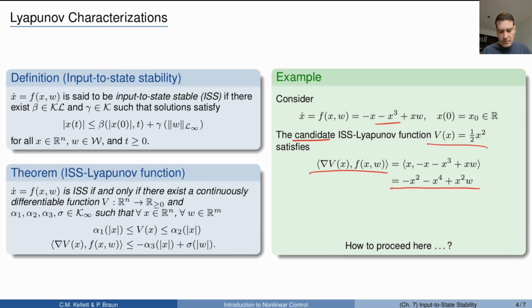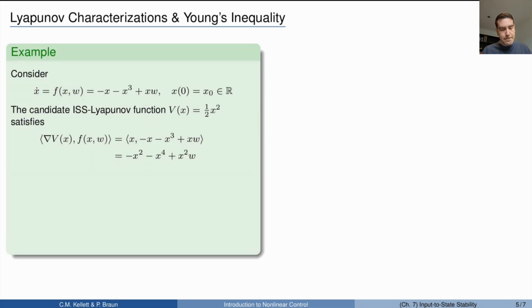And there are some terms we are potentially happy with, namely if we look at these two terms here, then yes, they would allow us to define this K-infinity function just depending on x. However, this additional term here depends on x and w, meaning it is not of this form yet. So how do we proceed in this case?